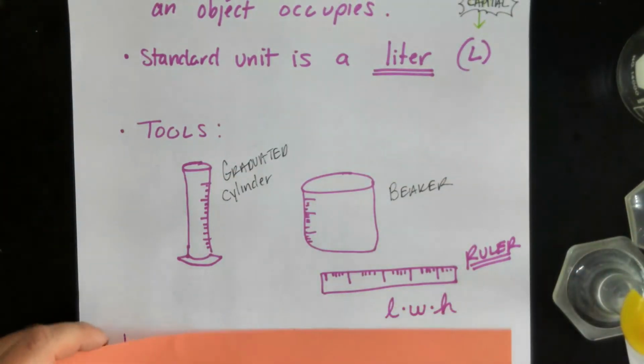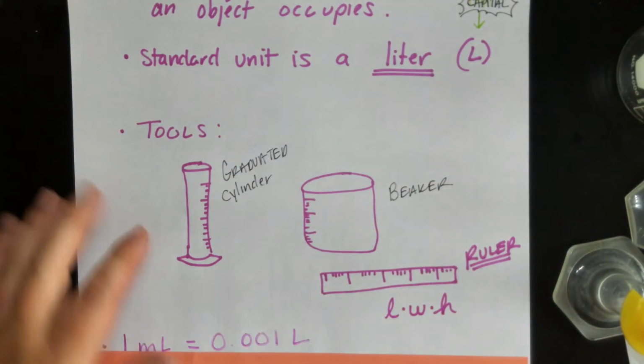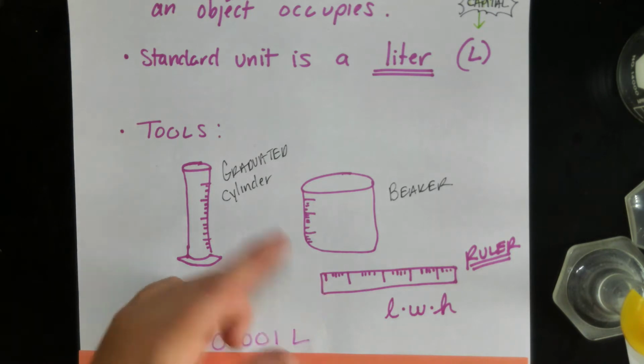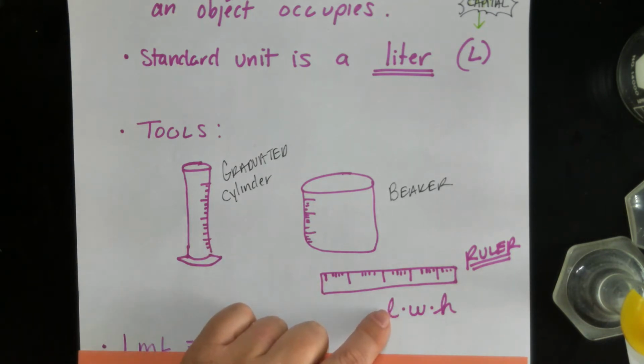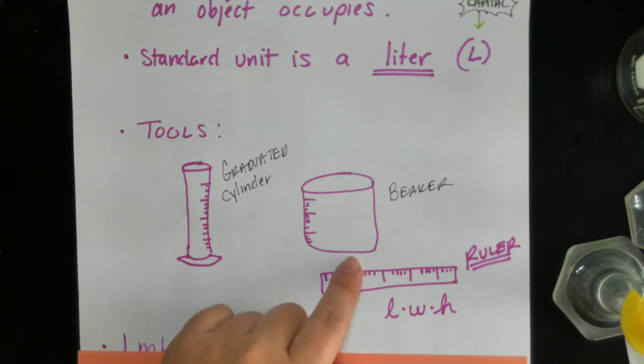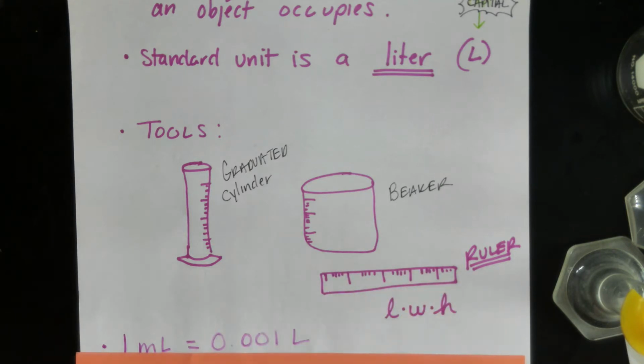Okay. Well, how do we measure solid objects? Well, we know that we have those great geometric formulas. If we have a cube, length times width times height, so we can use a ruler as well in this class to measure volume. Okay.